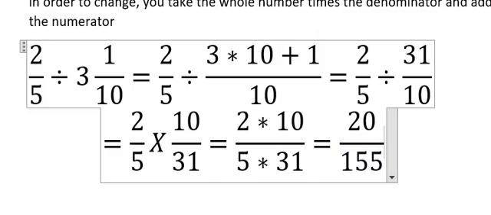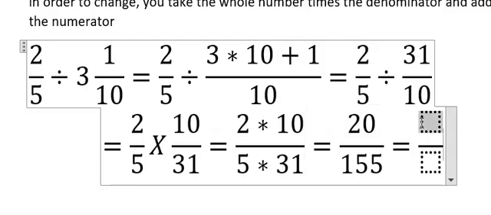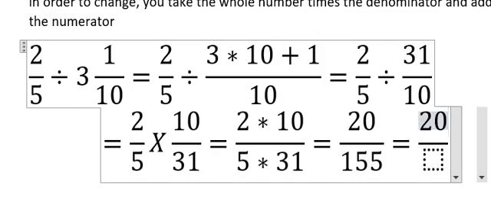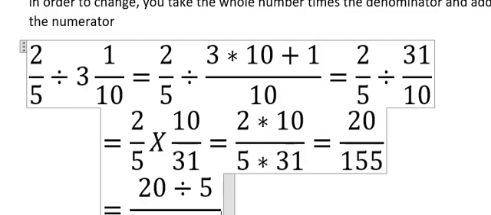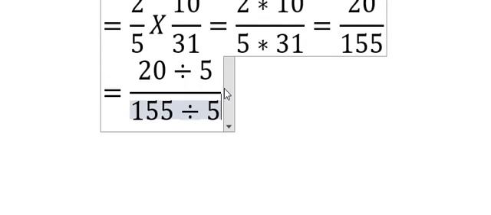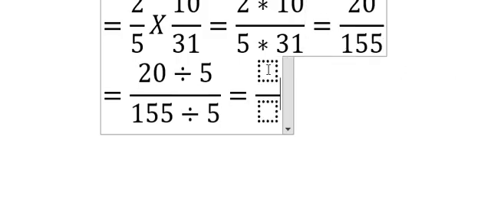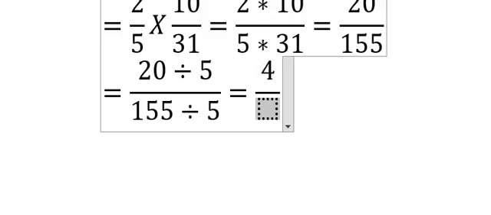Now, we need to look and see, is there a number that goes into both of them evenly? Well, I can see that they end in a 5, so I know it's going to be 20 divided by 5 on the top and 155 divided by 5 on the bottom. Okay, so we're going to continue on. So this is going to equal, so 20 divided by 5, which you should know in your heads is 4, and 155 divided by 5 is going to be 31.